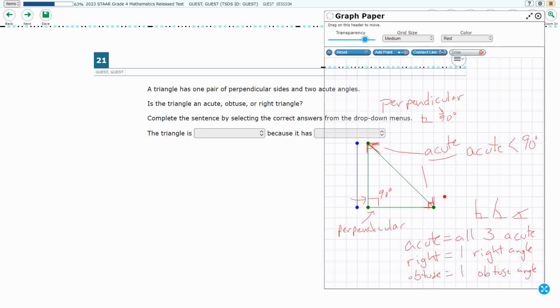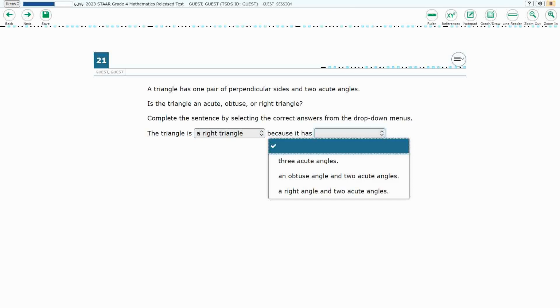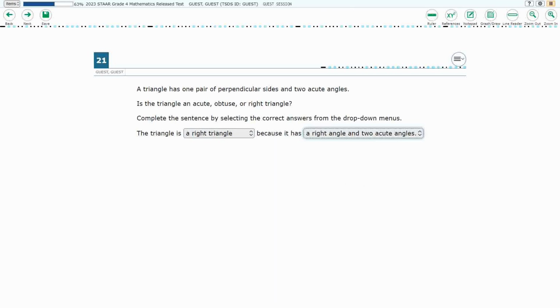Well, even though the word right didn't show up in my clues, we know that a pair of perpendicular lines makes a right angle. So the triangle is a right triangle because it has a right angle and two acute angles. So that's my answer.